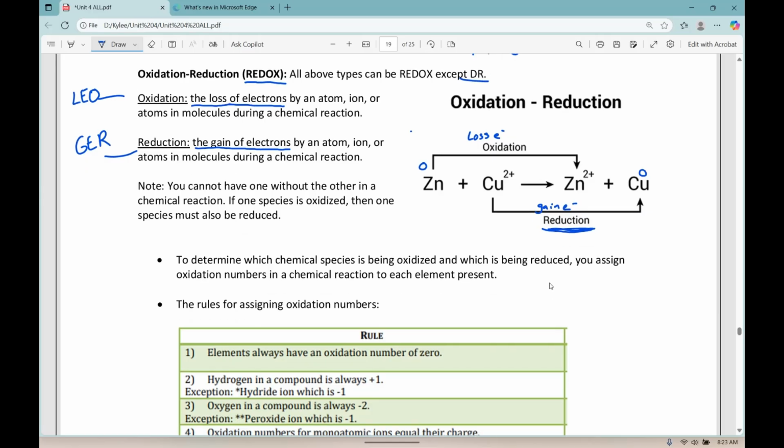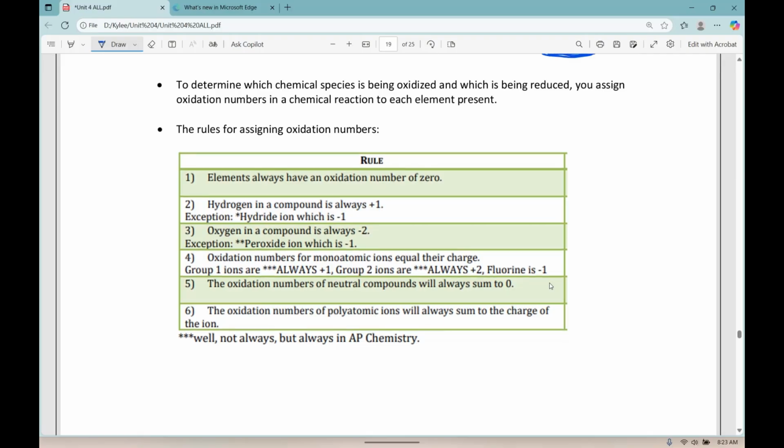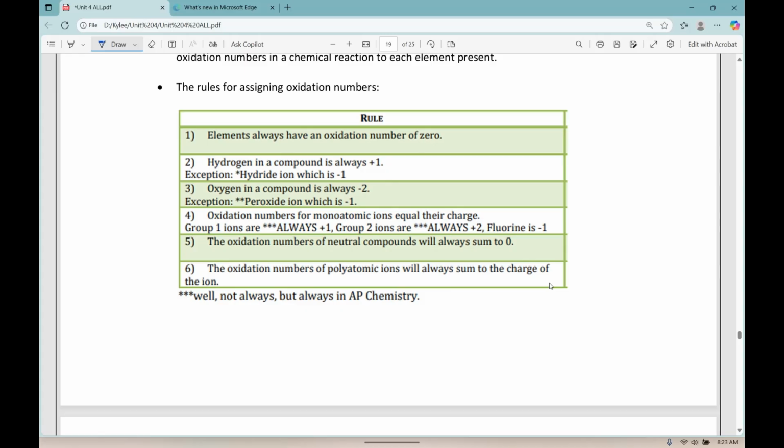The way that we do that is by a set of rules for what we call oxidation numbers. So to determine which chemical in a species is being oxidized and which is being reduced, you assign oxidation numbers in a chemical reaction to represent each element that's present. So this is the list of oxidation number rules.